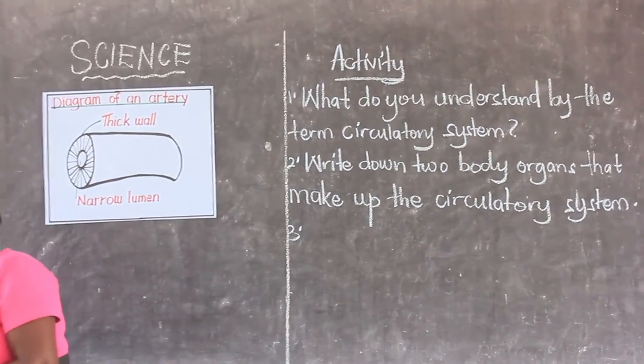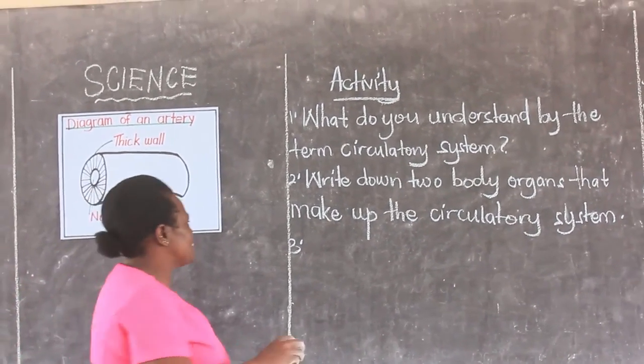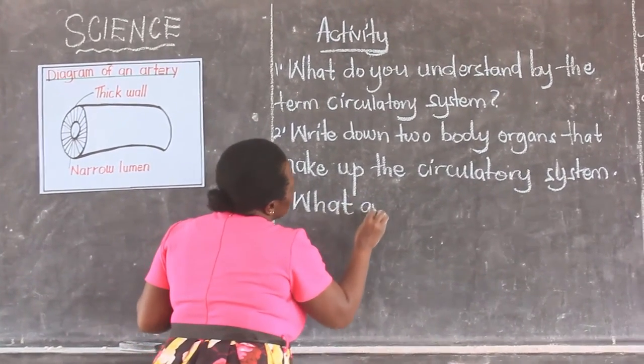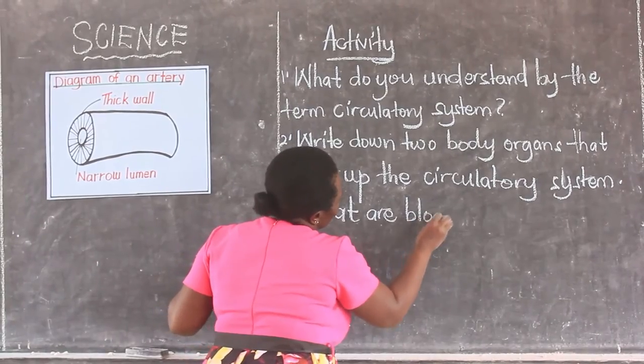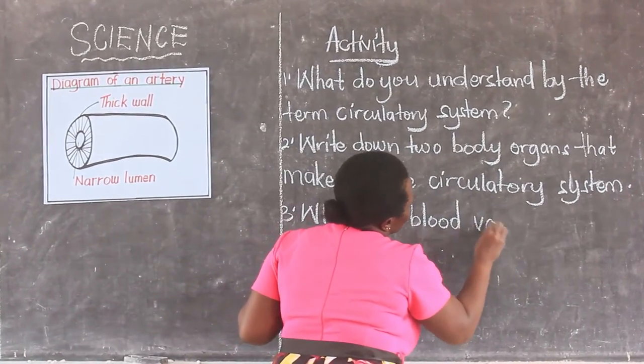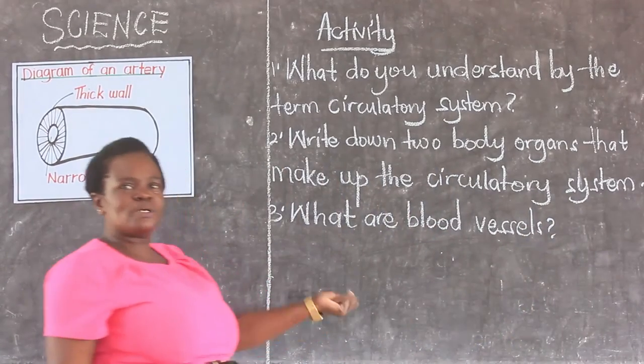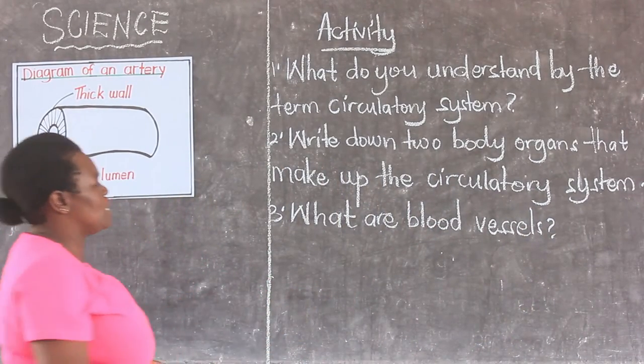I have question number three for you. Question number three, children, says, what are blood vessels? Wow, very simple questions. What are blood vessels? That is going to be our question number three.